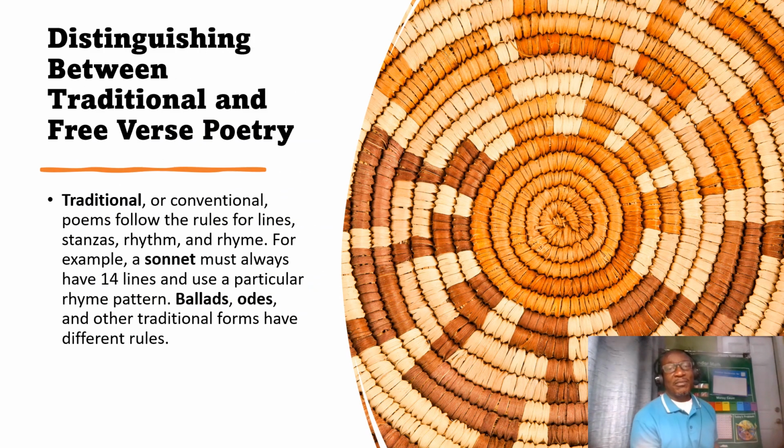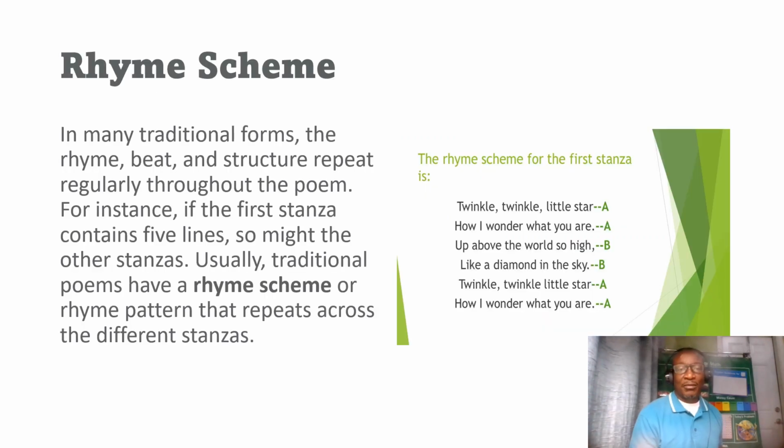All right, distinguishing between traditional and free verse poetry. Traditional or conventional poems follow the rules for lines, stanzas, rhythms, and rhyme. And we touched on ballads, sonnets, and odes before. Okay? All right. Rhyme scheme. In many traditional forms, the rhyme, beat, and structure repeat regularly throughout the poem.